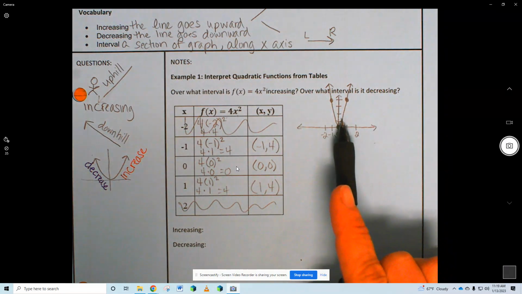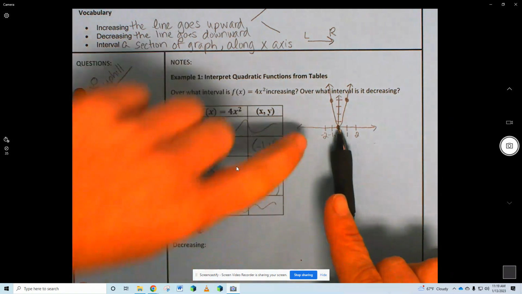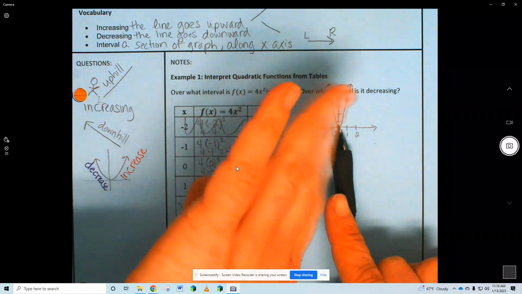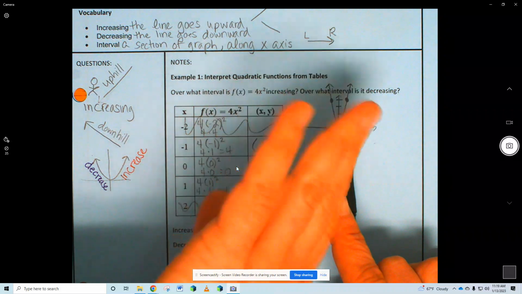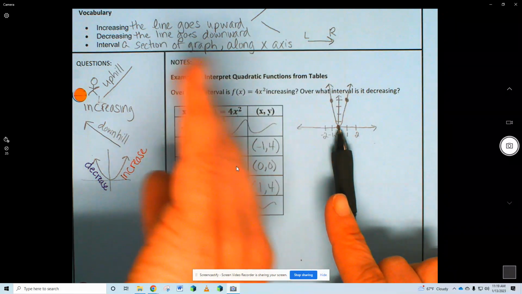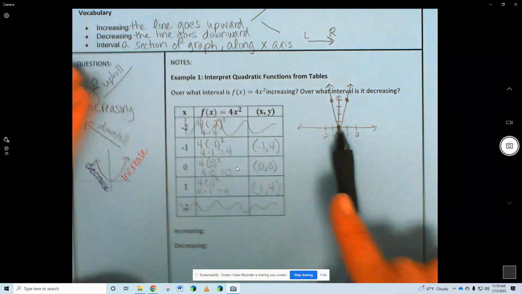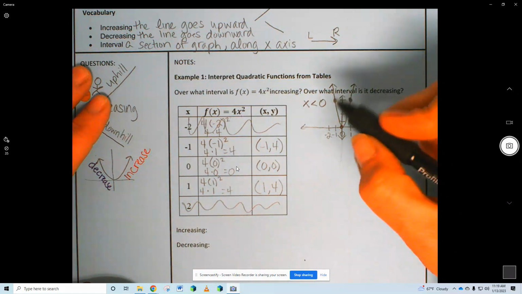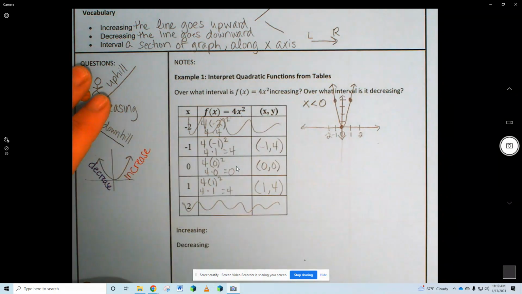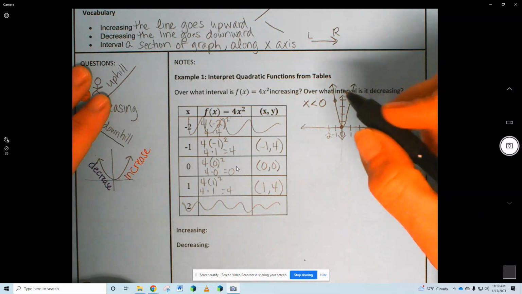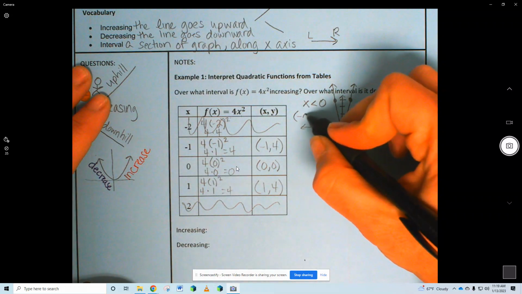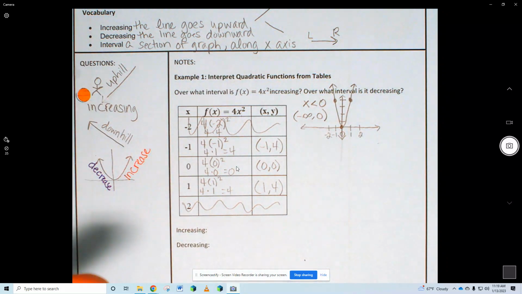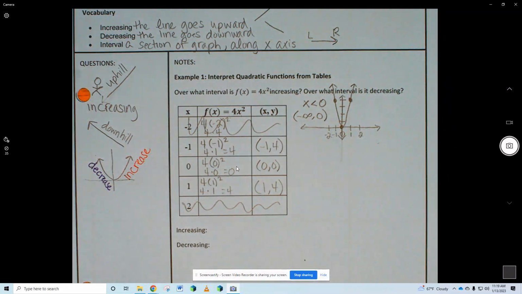Anyways, on the left side of my pencil, it'd be like negative 1 and negative 2. Over here, is that less than 0 or greater than 0? Less than 0. So this is going to be x is less than 0. And that's going to be written as negative infinity, comma 0. That's interval notation, like we did for domain.